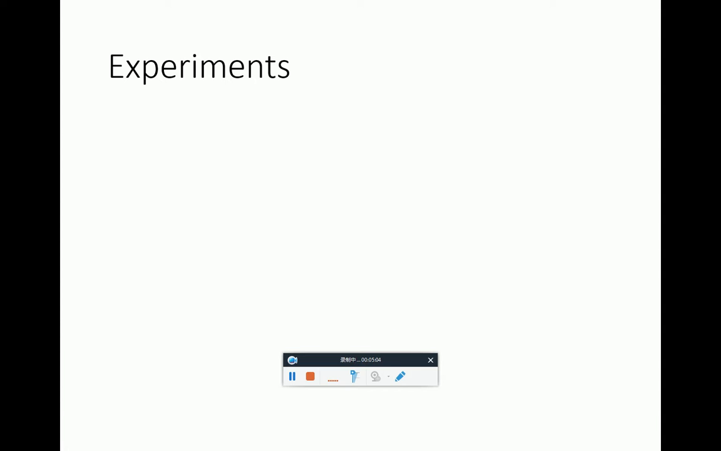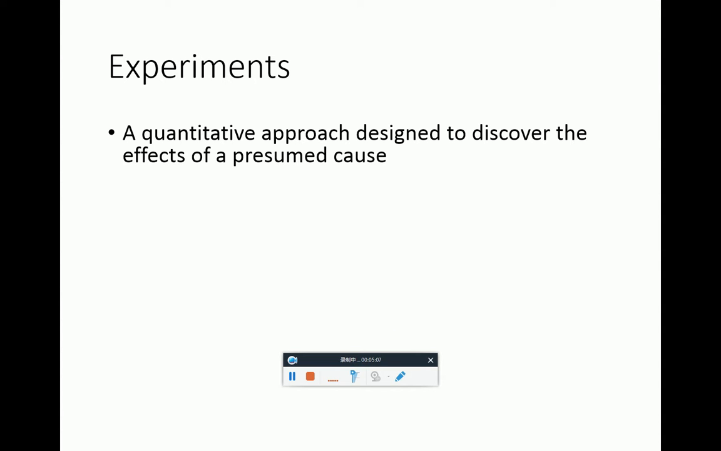So experiments is another quantitative research method, but compared to surveys, the single most important advantage of conducting experiments is that it can establish causality, right? So we typically talk about cause effect, right? So the goal of conducting experimental research is to study whether or not a hypothesized cause can indeed achieve the intended effects, or the effects that we expect to happen, right? So that's the meaning of this sentence.